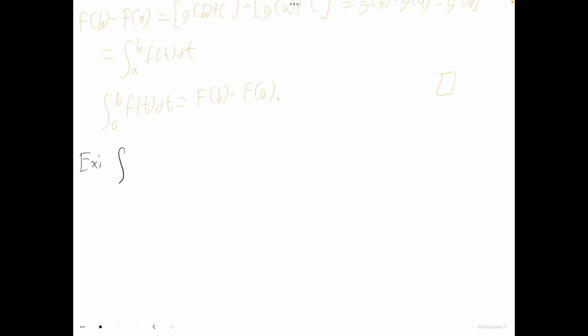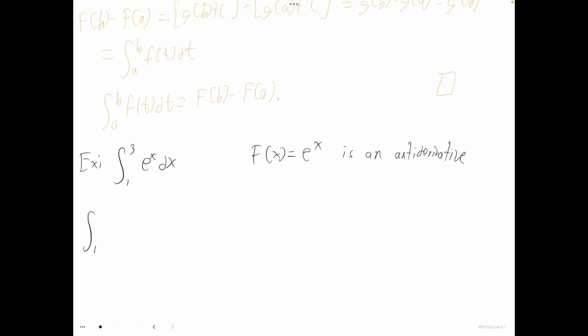So we want to find the integral from 1 to 3 of e to the x dx. Okay, well, we need an antiderivative of e to the x. Remember, capital F of x equals e to the x is an antiderivative. e to the x is its own derivative, so its antiderivative is itself as well.